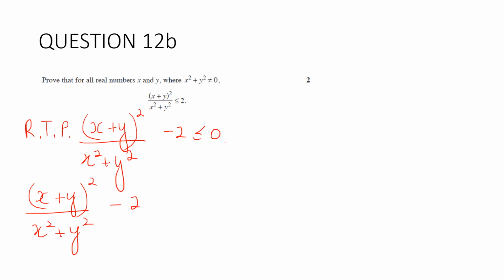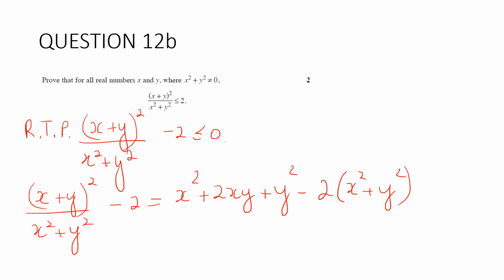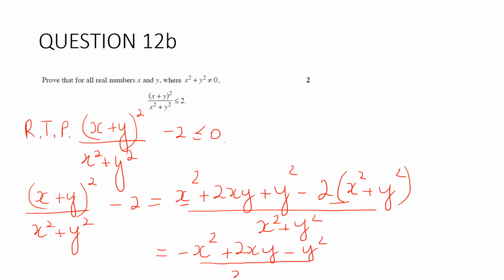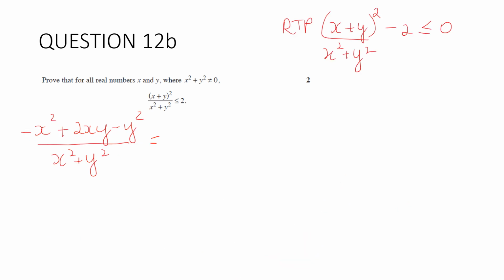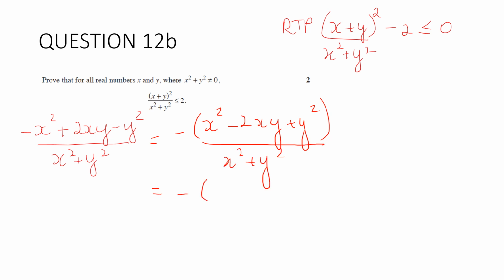So start with the left-hand side, (x plus y) all squared all over x squared plus y squared minus 2 is equal to x squared plus 2xy plus y squared minus 2 lots of (x squared plus y squared) all over x squared plus y squared, is equal to x squared, take 2x squared is negative x squared, plus 2xy minus y squared all over x squared plus y squared, which is equal to negative x squared minus 2xy plus y squared all over x squared plus y squared, which is equal to negative (x minus y) all squared over x squared plus y squared, which is less than or equal to 0. So therefore it is proved.